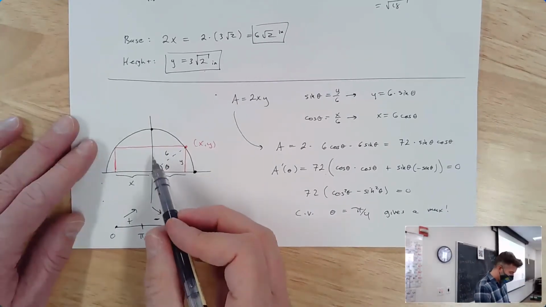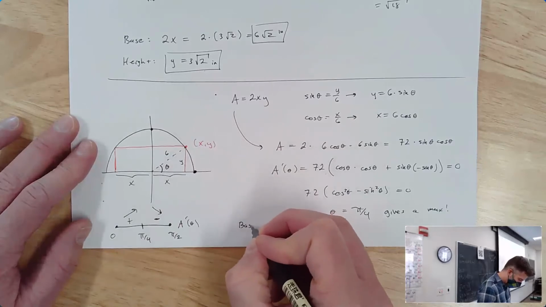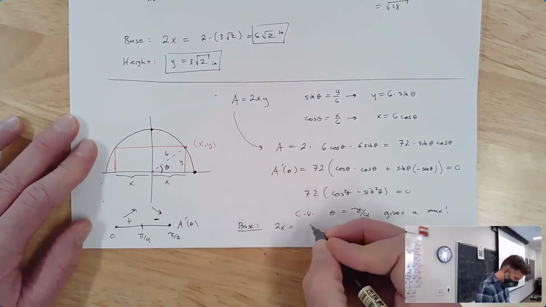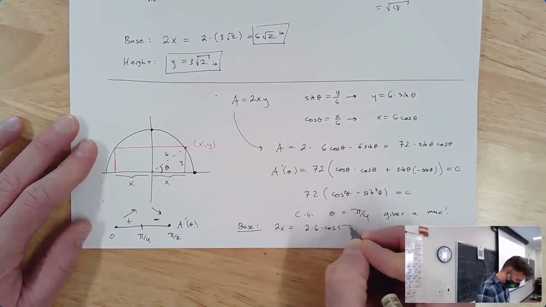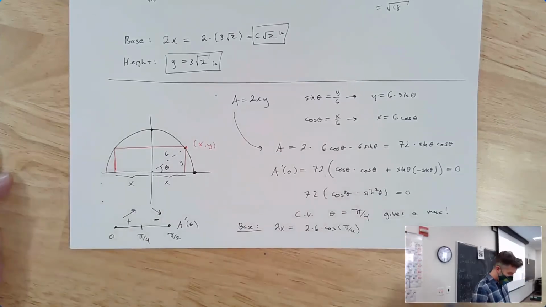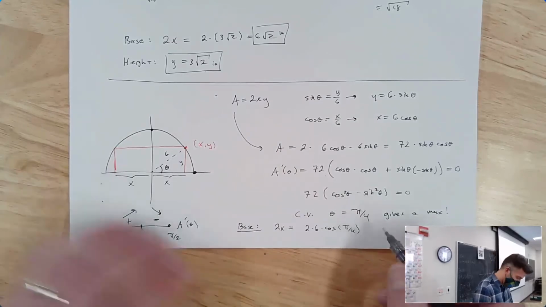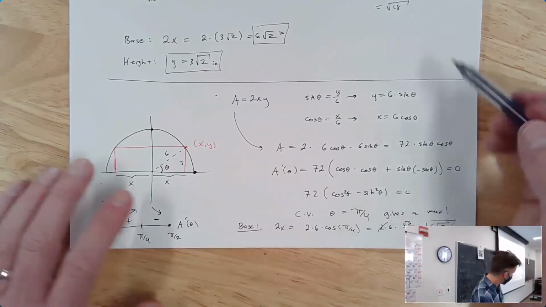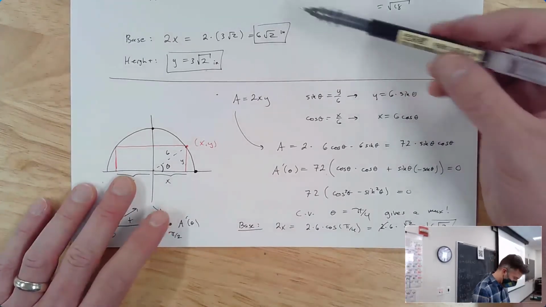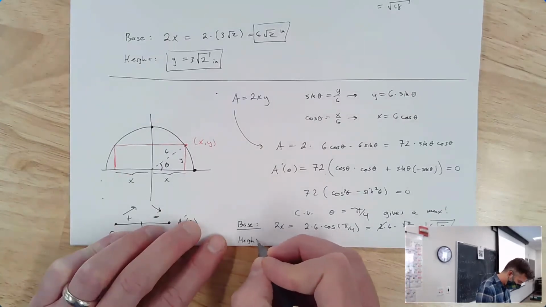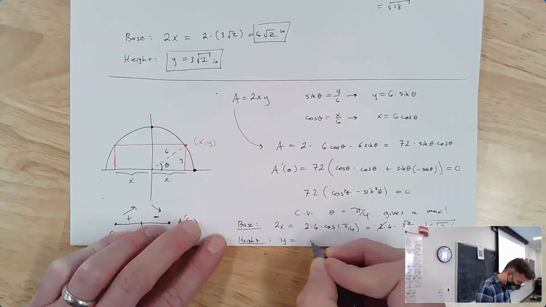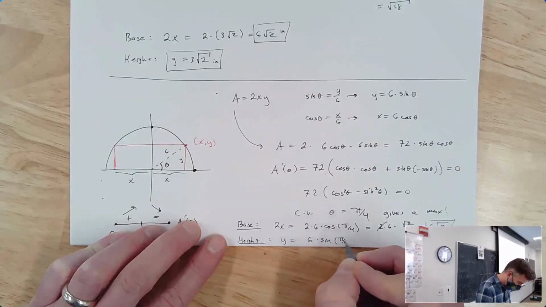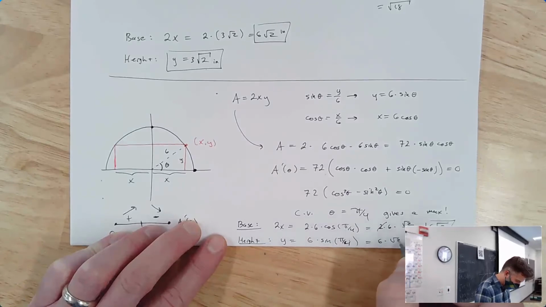Great. So now the base is 2x, which is 2 times 6 times cosine of pi over 4. Pi over 4 is my angle. And cosine of pi over 4 is root 2 over 2. That's going to be 2 times 6 times root 2 over 2. The 2's cancel, and you get 6 root 2. Just like we did right there. The height is going to be just y, which is 6 times sine of pi over 4, which is 6 times root 2 over 2, which is 3 root 2. So you get the same answers.